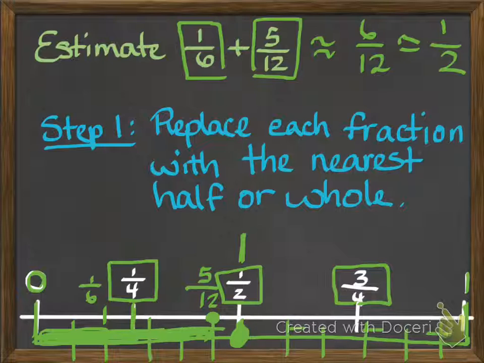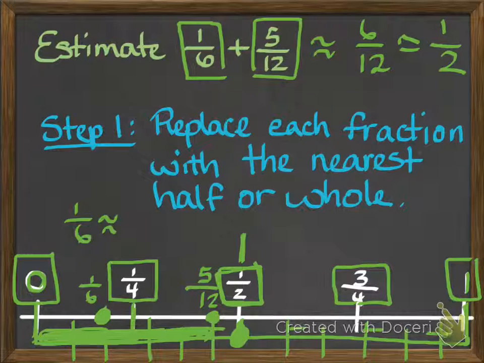So 1/6 would go right here. 5/12 goes here. Now I know where they are on the number line. That's what you have to do before you can even do step 1. You have to know where it goes on the number line, because in step 1 you're going to replace each fraction with the nearest half or whole. All you're going to have to do is see, is it closer to 0? Is it closer to 1/2? Or is it closer to 1? Well, 1/6 is closer to 0 than it is to 1/2 or 1. So we're going to replace that fraction with 0.